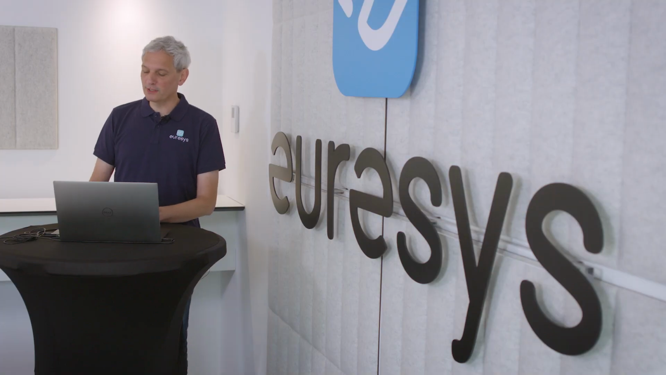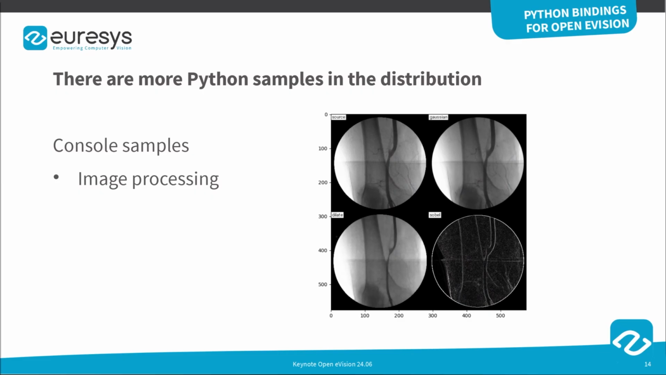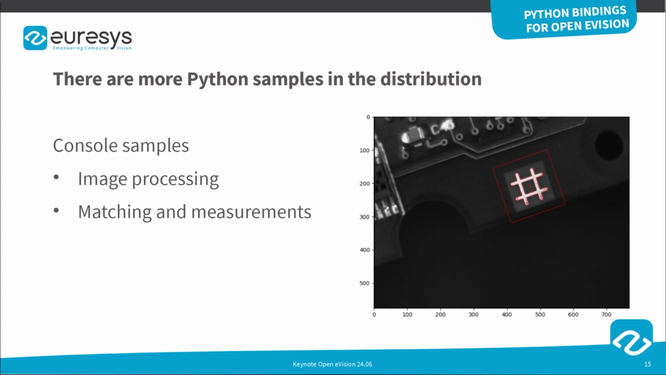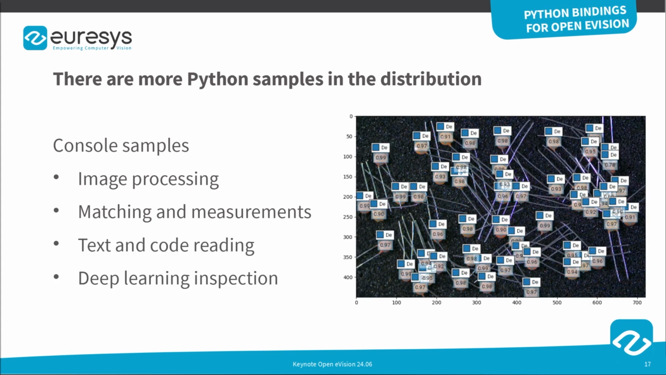Thank you, Nicolas, for these interesting demonstrations. But there is more. We have a lot of Python samples in the Open eVision distribution. Console samples, so console samples run on the command line interface, like image processing samples, matching and measurement, text and code reading, and also, of course, deep learning inspection.